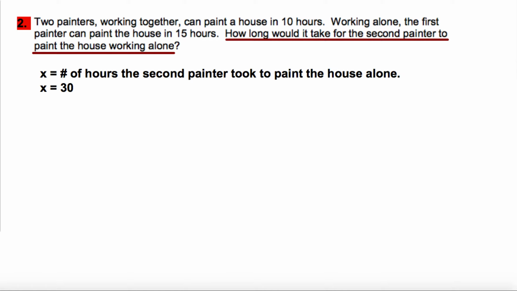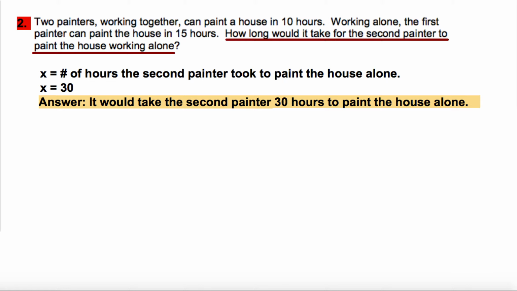How long would it take for the second painter to paint the house working alone? X equals the number of hours the second painter took to paint the house alone. X equals 30. Thus, it would take the second painter 30 hours to paint the house alone.